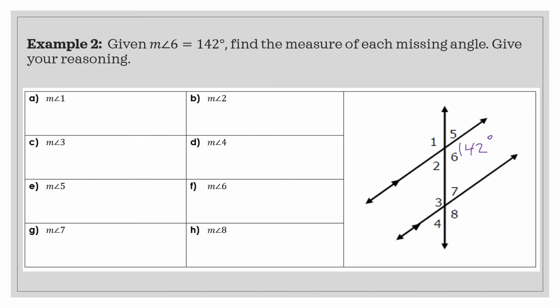All right, so let's start with angle 1. Angle 1 and angle 6 are vertical angles, so vertical angles are always congruent, so that's going to make the measure of angle 1 142 degrees.